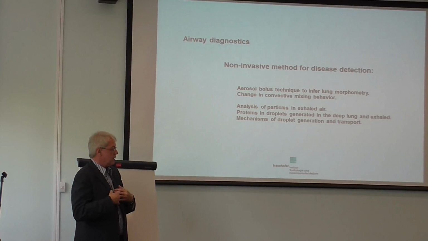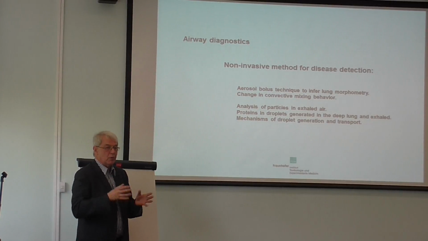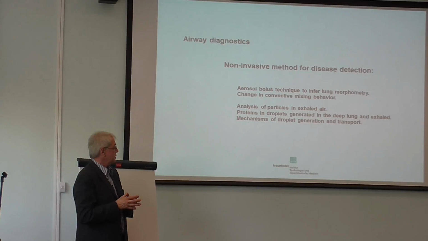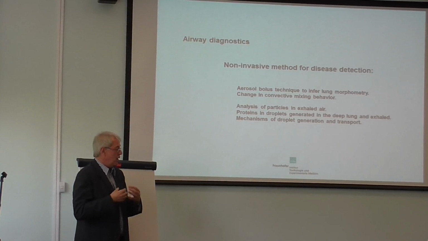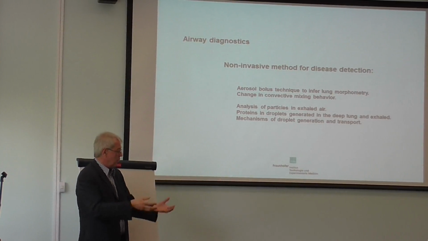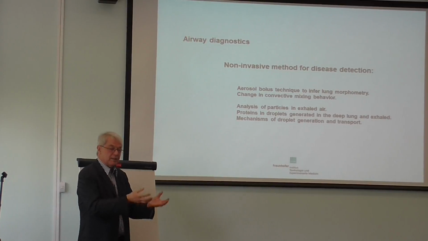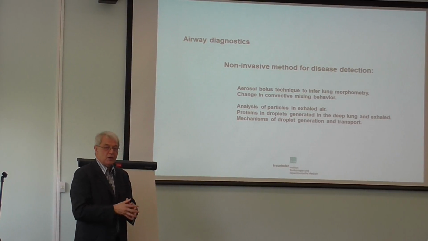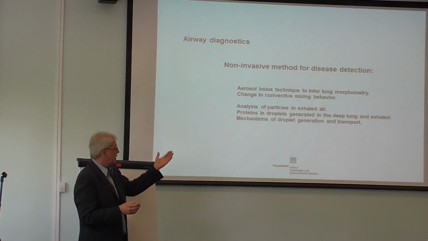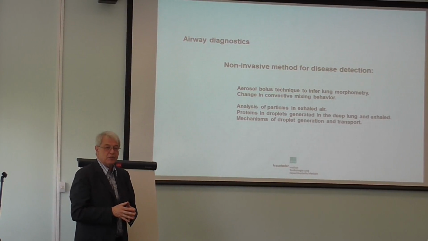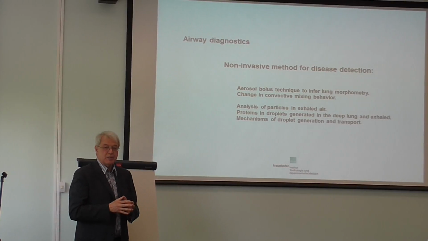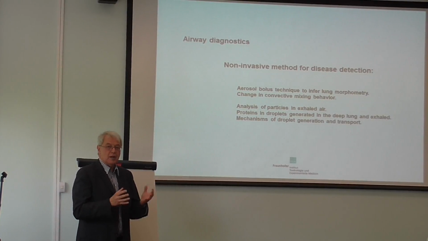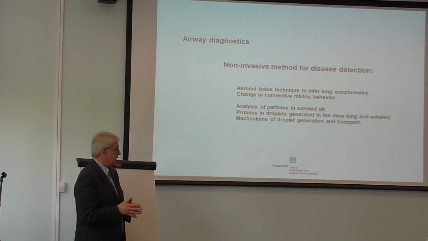So if particles are generated in the deep lung, and I'm going to talk about this in this lecture, then they give more or less a microprobe of the lung lining fluid. So if the droplets are generated in the deep lung and then exhaled, you have a sample of your lung lining fluid, and you can investigate all these samples for proteins or cytokines or whatever substances that indicate the status of the lung.